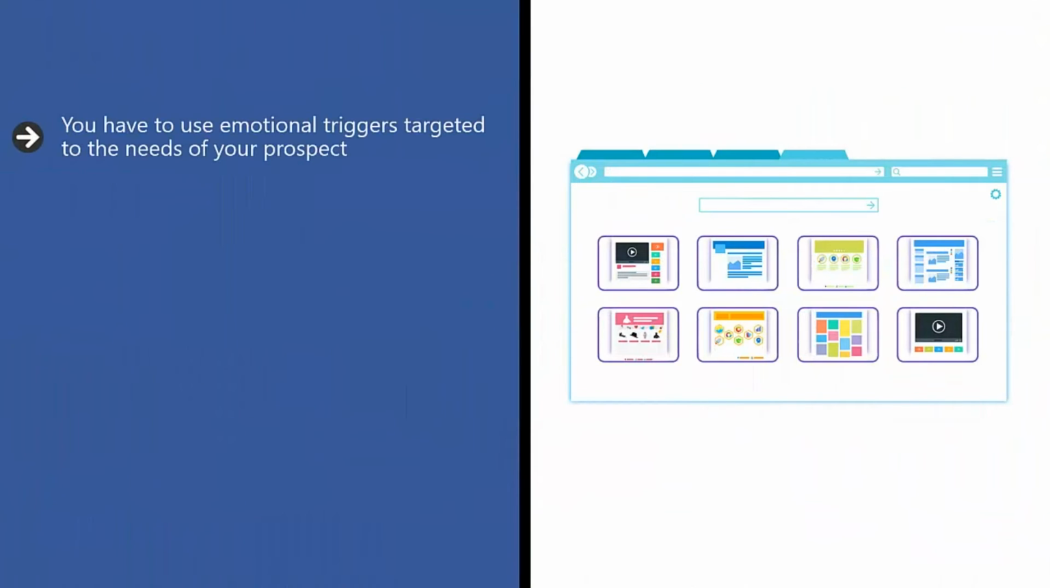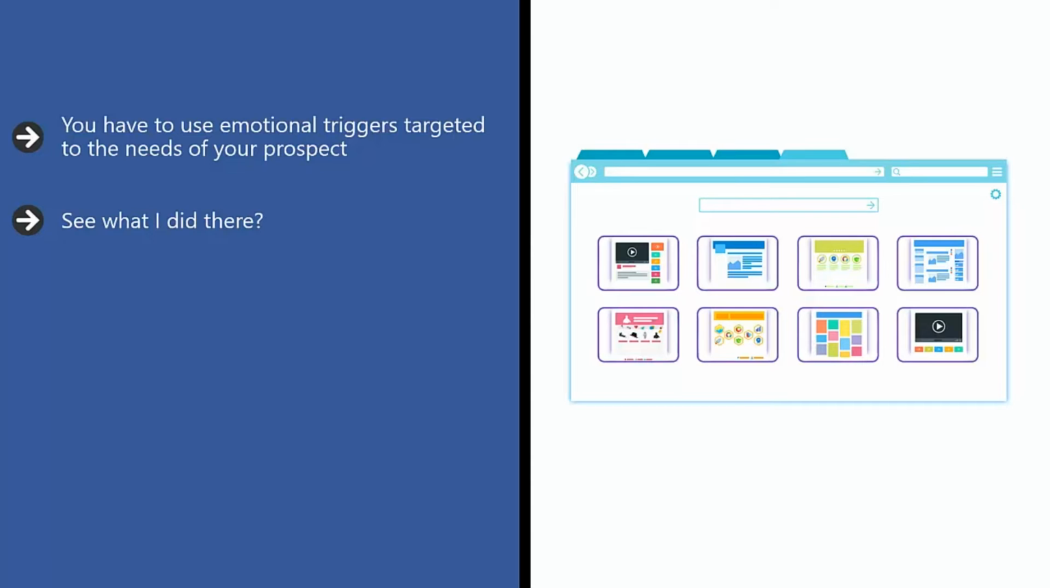You have to use emotional triggers targeted to the needs of your prospect. For example, if I sell agricultural support services on my Facebook page, a good call to action may be a pinned post saying, we offer a wide range of solutions for small organic farmers. If you're looking for higher yields or you're looking for local community sales resources, click here to chat with us. We have the right resources for you. See what I did there? I specifically addressed their needs.